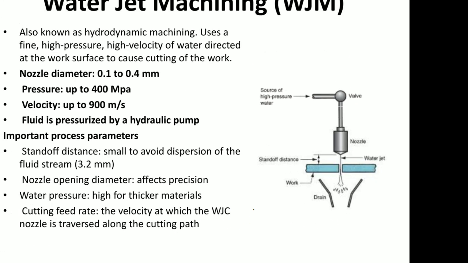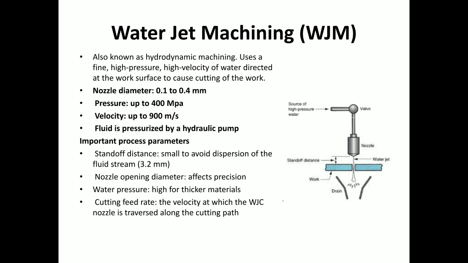Now see what would be the nozzle diameter. In water jet machining, only water at a high velocity from a nozzle is used to cut the workpiece. The nozzle diameter can be in the range of 0.1 to 0.4 mm. Pressure will be up to 400 megapascal, such a high pressure, and velocity up to 900 meters per second. Very high velocity fluid impacts the workpiece, and it can cut the hardest material also.